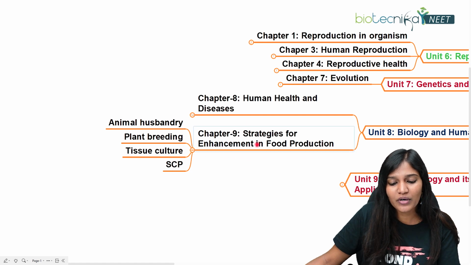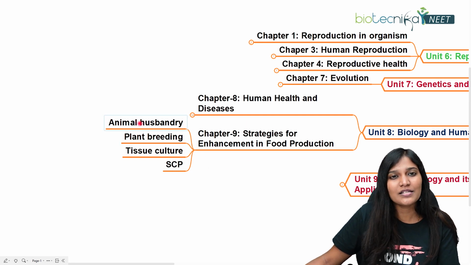Next is strategies for enhancement of food production. This is a very simple chapter. So if anybody wants to learn, you can learn it within 1.5 hours or 2 hours. So these 4 are very, very important.